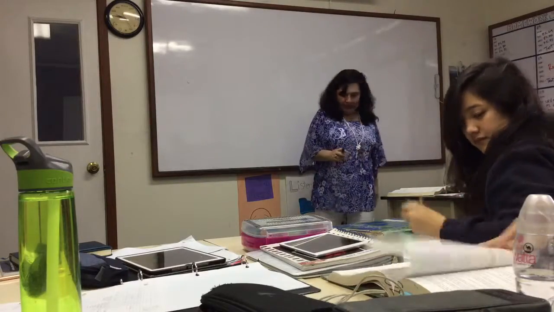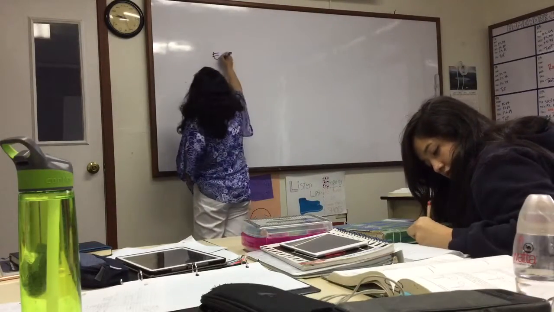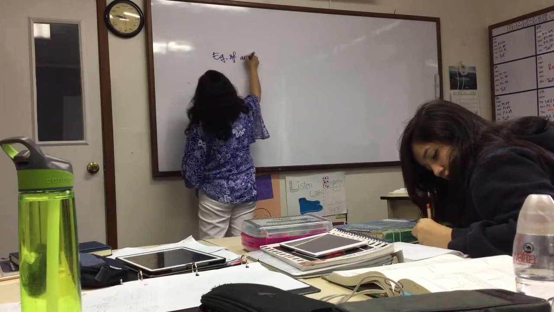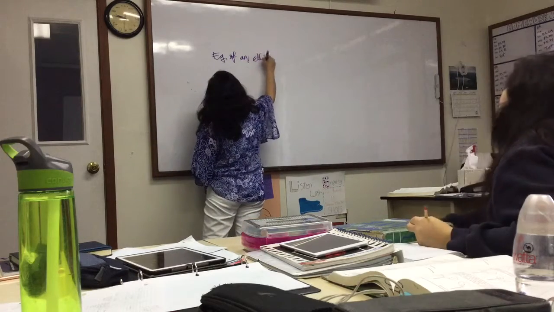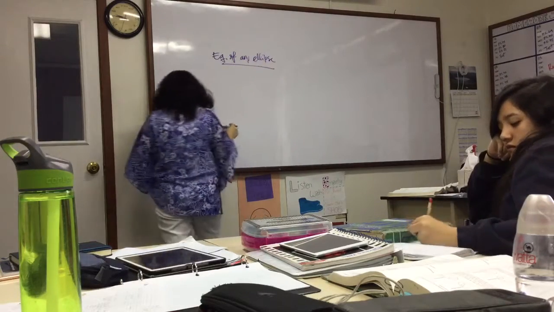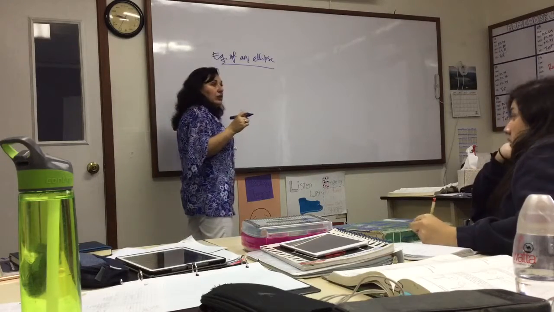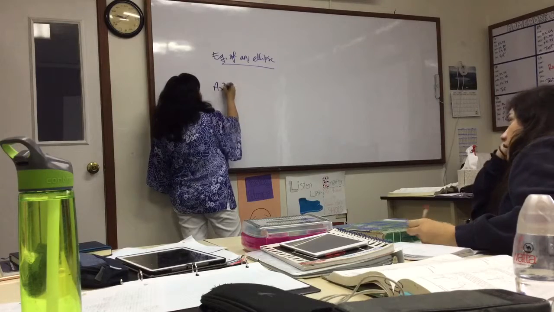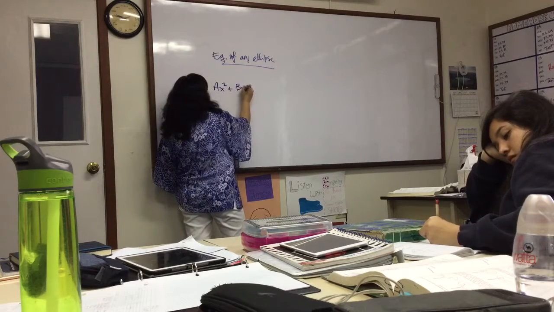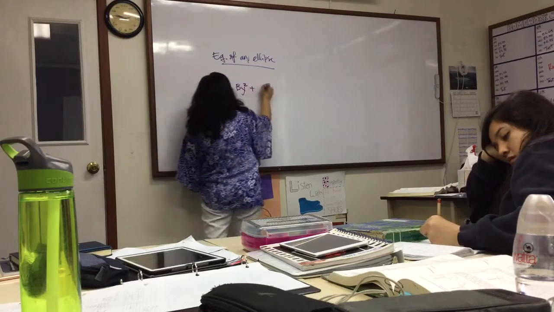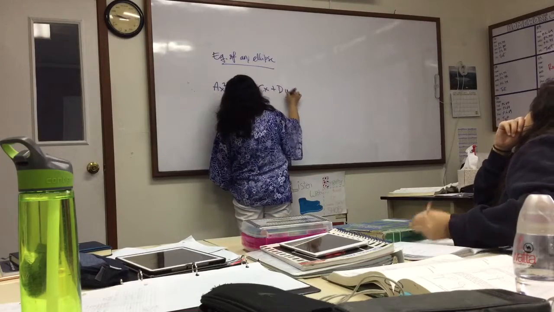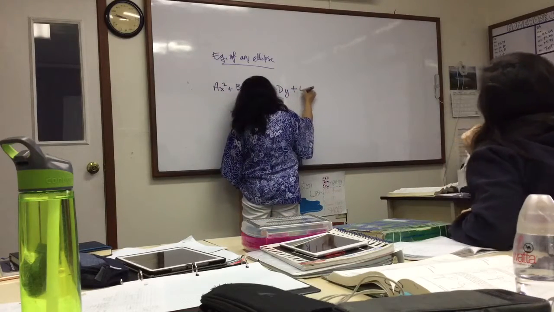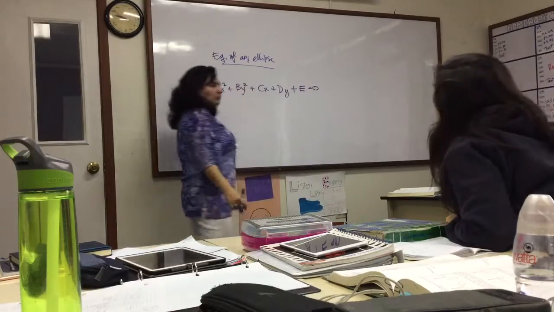An ellipse is... And this is not the general equation, okay? Wait, what? That means there's another equation? And the general equation is like this: ax squared plus by squared plus cx plus dy plus e equals 0. I don't think you want that.